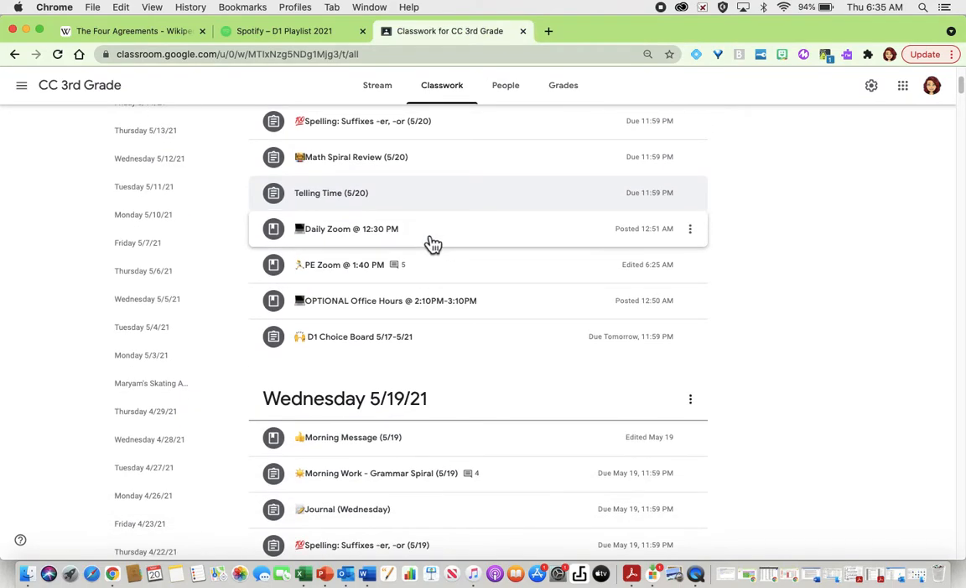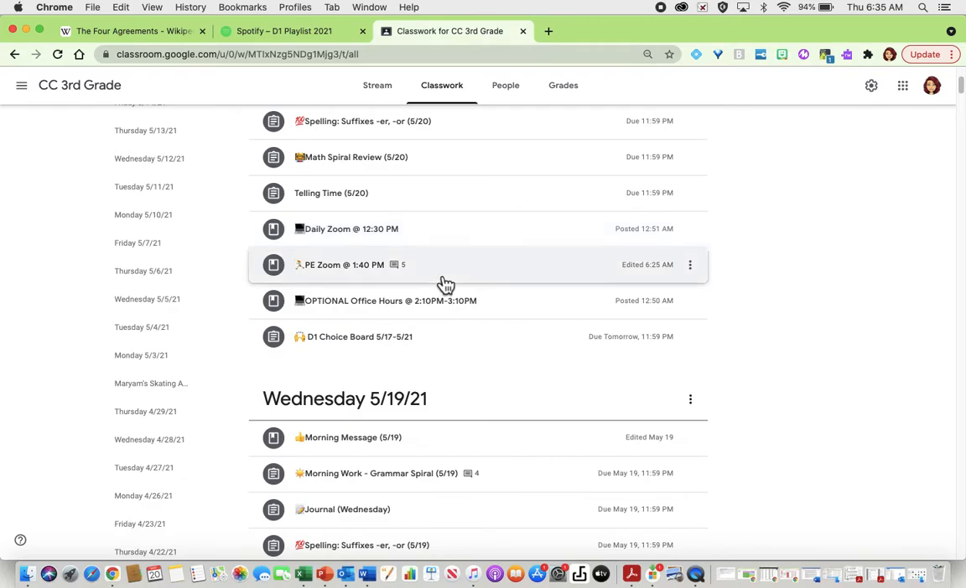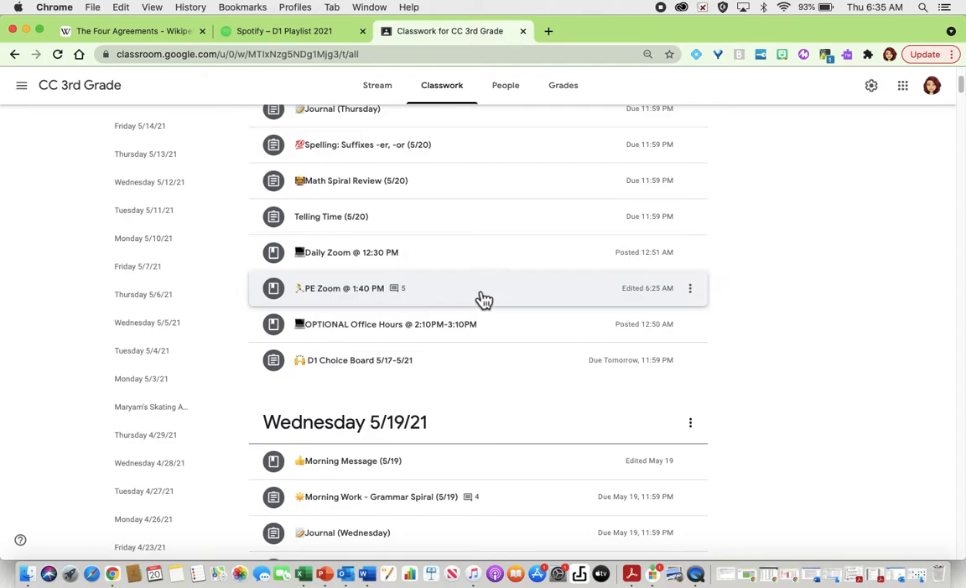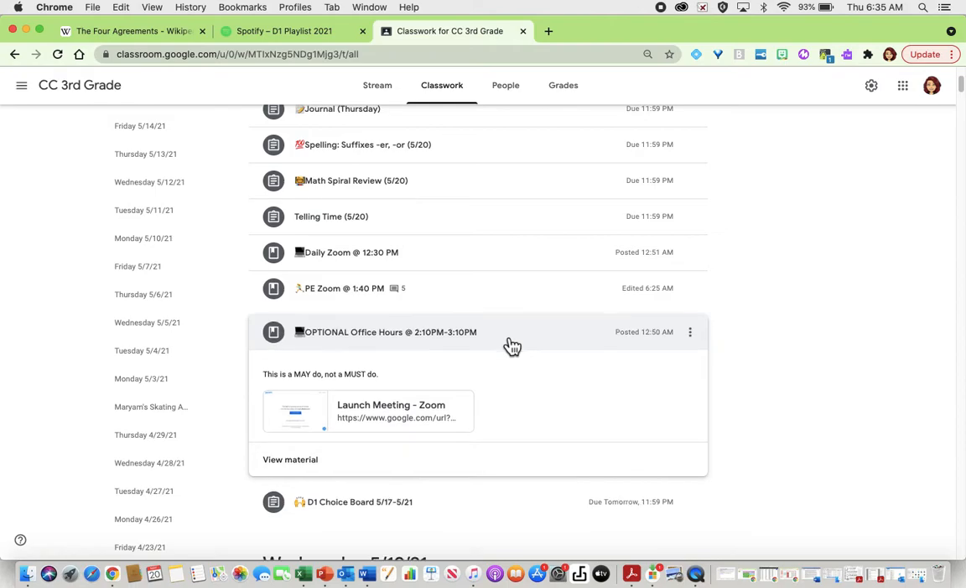Then you have your daily Zoom, again group C at 12:30. Please make sure you show up on time so that way we can get started right away. Then you have your PE Zoom. This is going to be at 1:40. So please, please make sure that you go on time for that. Miss H misses some of you guys, so please make sure you go and see her today. Then our office hours are 2:10 to 3:10. Again, this is a may do, not a must do.